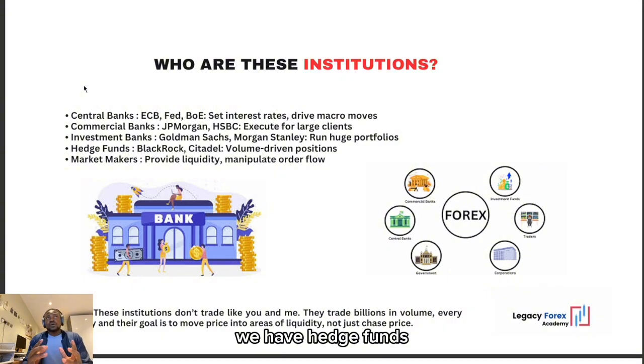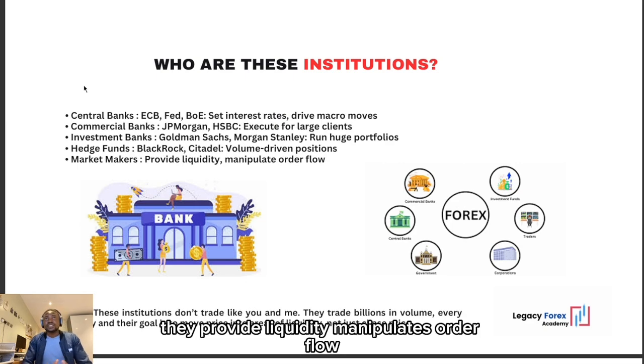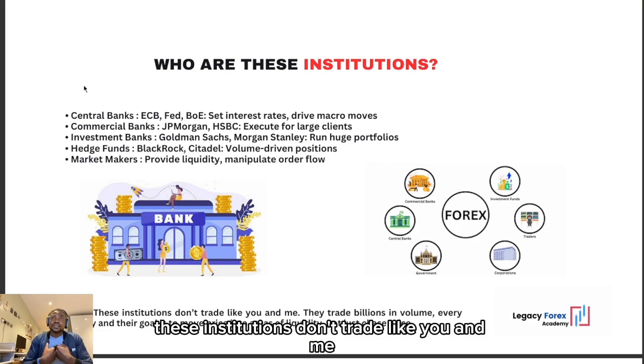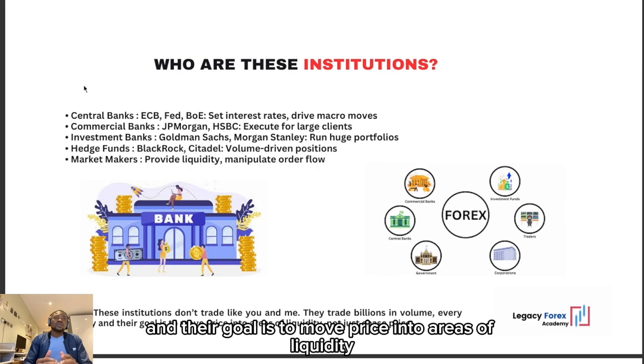We have hedge funds, like BlackRock, Citadel. They drive in volume positions. Then we have market makers. They provide liquidity and manipulate order flow. These institutions don't trade like you and me. They trade billions in volume every day, and their goal is to move price into an area of liquidity.